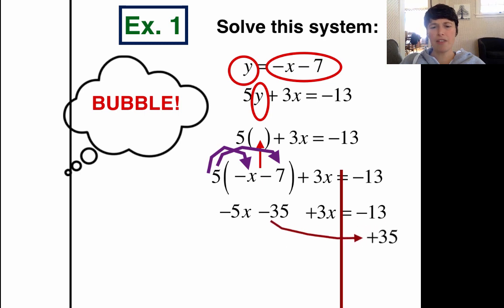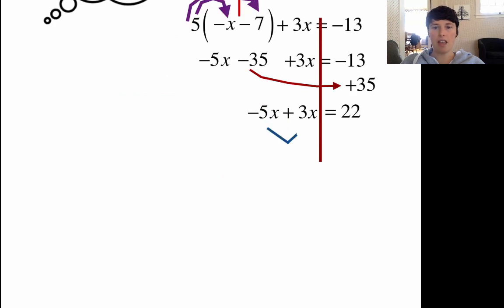So I'm going to add 35 over, get that out of the way. That's going to leave negative 5x plus 3x. And then negative 13 plus 35, that'd have to be 22. Then I'm going to combine my x's together. Negative 5 plus 3 is negative 2. So I have negative 2x equals 22. I'll divide the negative 2 away and I'll be ready for an answer here. X is going to equal 22 divided by negative 2.